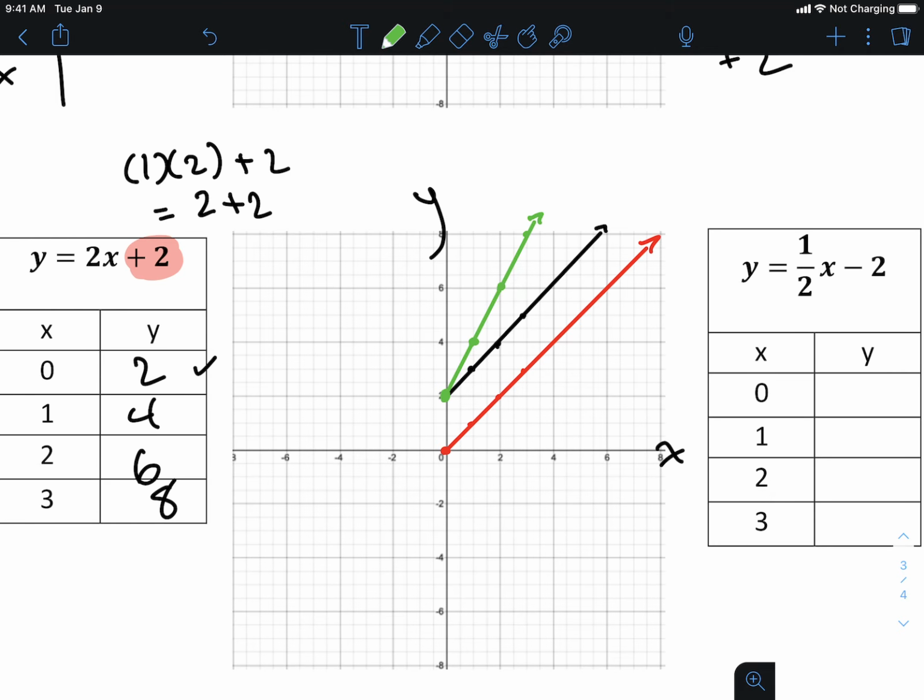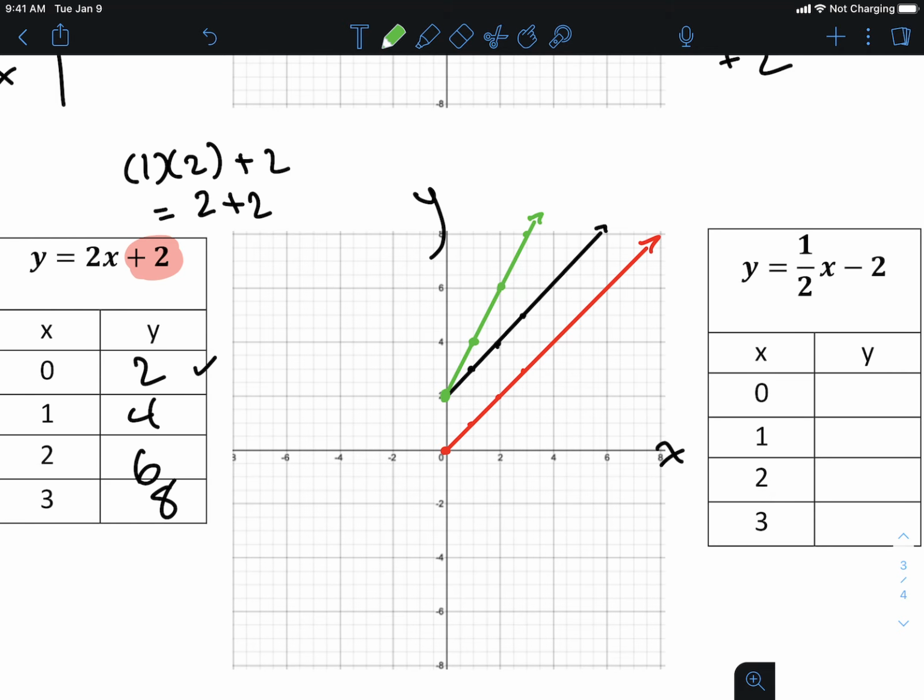This would be so much better if it interacted in conjunction with the graph. What's going on here? Sean, I know you know how to do this. How do I get from here to here? Plus 2. What about from here to here? Add 2. What about from here to here?